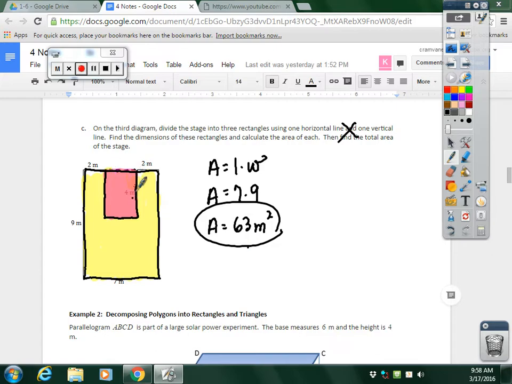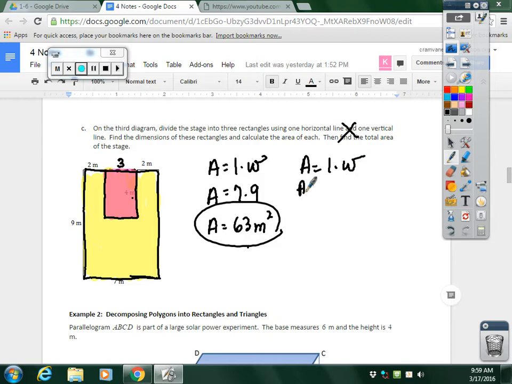So this from here to here is 4. From here to here, we decided was 4. This is pretty nice. We decided was 3, because this whole side is 7. So 2 plus 3 is 5, plus 2 is 7. So length times width, 3 times 4 is 12.